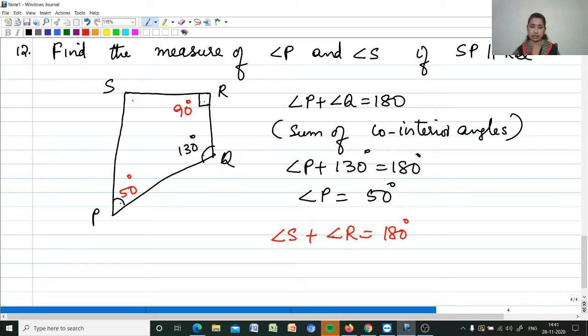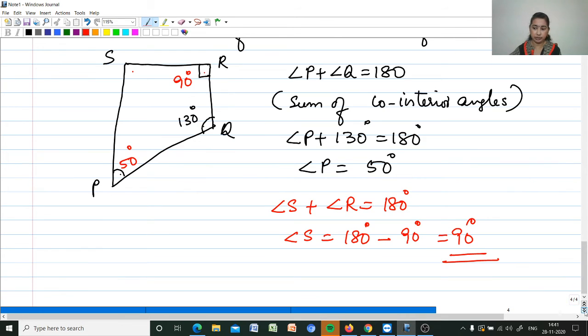Already we know angle R is 90 degrees. So angle S is equal to 180 degrees minus angle R, that is 90 degrees. Hence angle S is equal to 90 degrees. So that's all from that exercise.